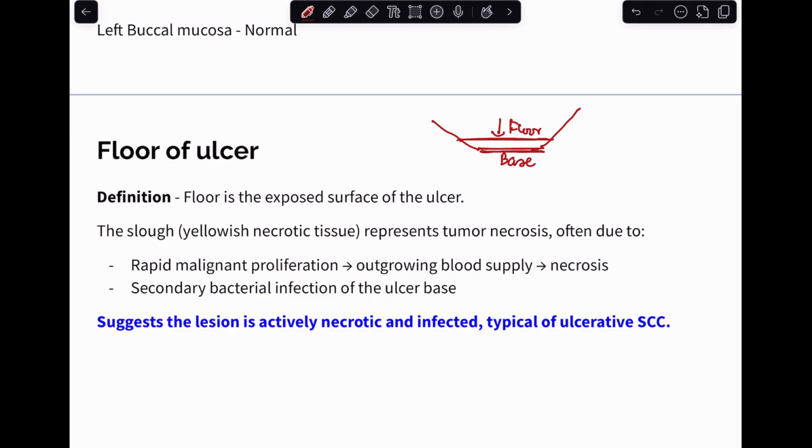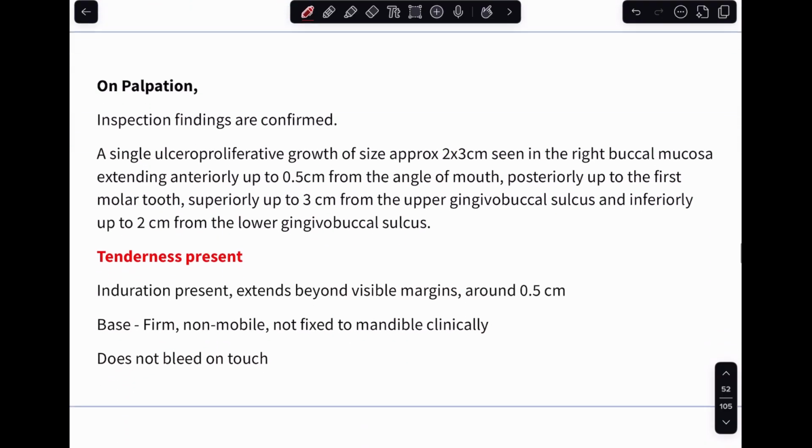In our case, it is showing some necrotic slough over there. So this necrotic slough is usually representing tumor necrosis, which is probably happening because of 2 reasons. One is rapid malignant proliferation, because the cells are proliferating so rapidly, they end up outgrowing the blood supply, leading to necrosis. And second is if there is any secondary bacterial infection of the base of the ulcer. So presence of slough over here is suggesting that the lesion is actively necrotic and infected, which is typical of an ulcerative squamous cell carcinoma. So those were our inspection findings.